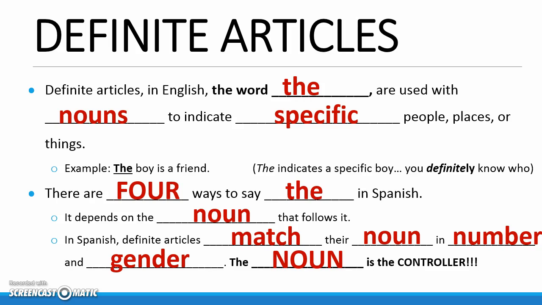So, again, if I'm talking about the boy, I'll use a different word than I would be using if I were talking about the girl. To figure out which word to use of the 4 options, I just have to know what the noun is and match that article with the number and gender of the noun. So the noun, I have to always look at that first.